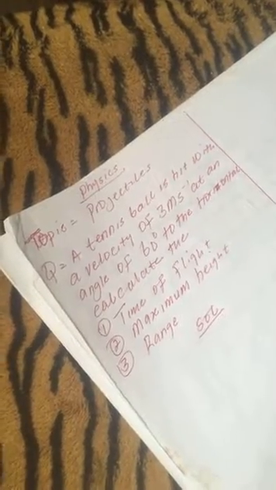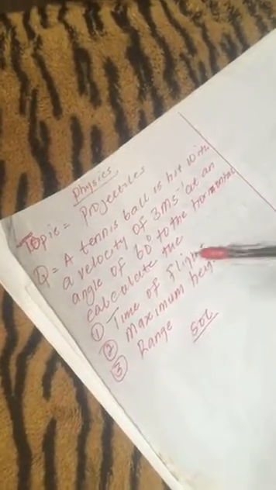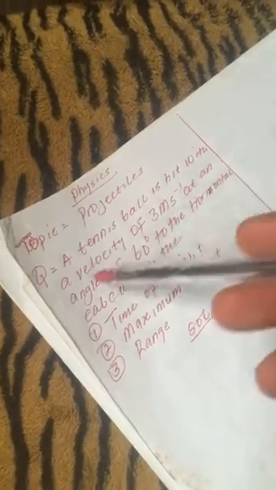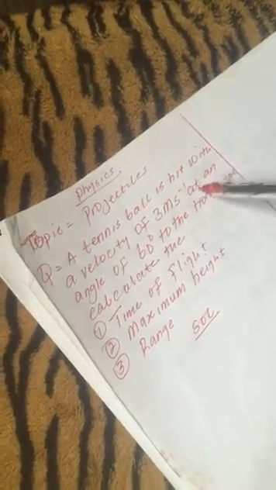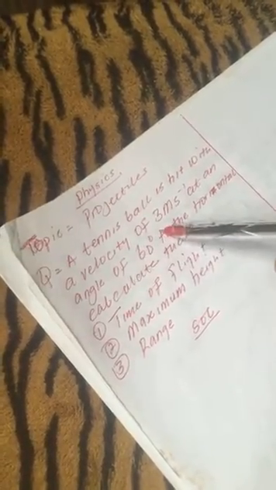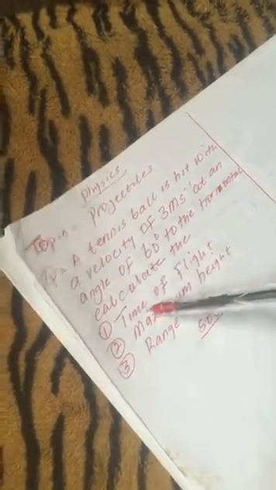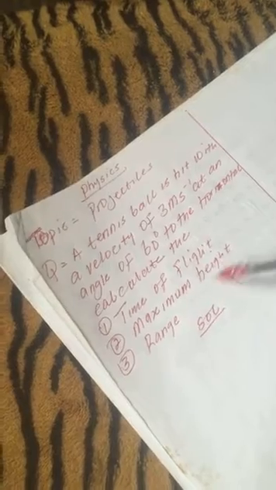Today, I'm going to be solving questions regarding projectile. And we have a question before us. A tennis ball is hit with a velocity of 3 meters per second at an angle of 60 degrees to the horizontal. Calculate the time of flight, the maximum height, and the range.